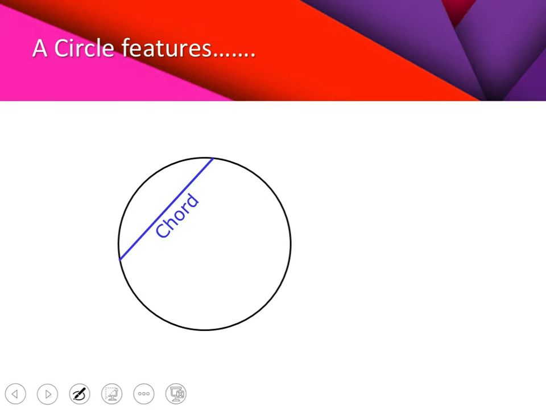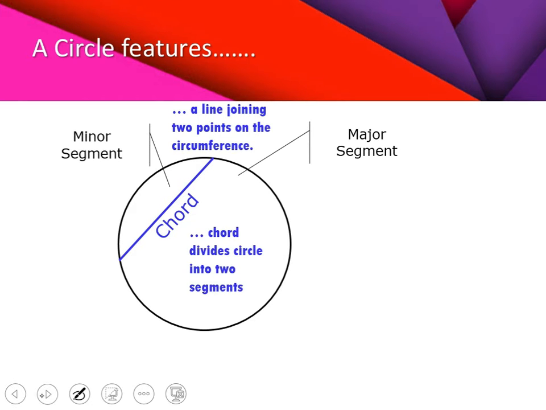Now this is chord. Chord means if again a line touches 2 points on the circumference of a circle, but it will not pass through the center of the circle, then we will call it chord. A line joining 2 points on the circumference.